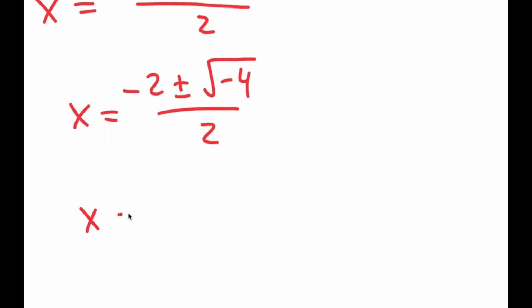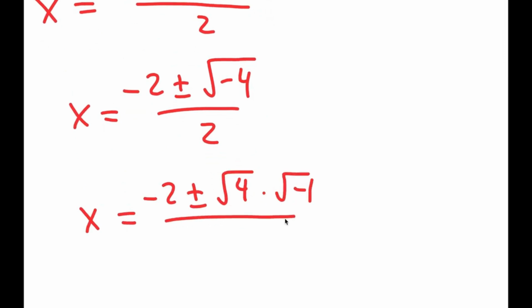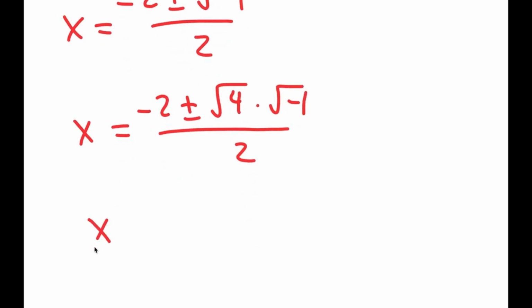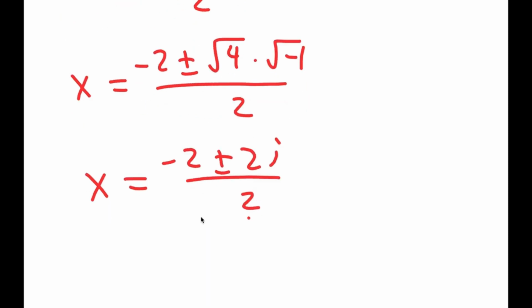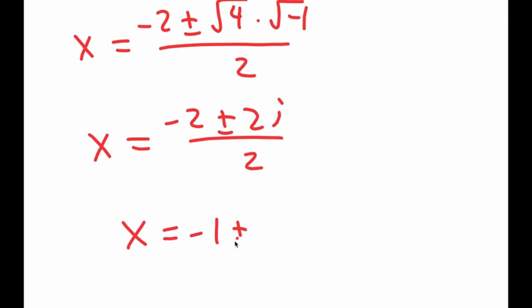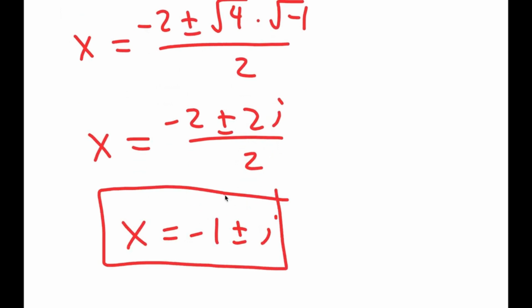And the square root of negative 4, I can rewrite as the square root of 4 times the square root of negative 1. The square root of negative 1 is i, so I get negative 2 plus or minus, well, the square root of 4 first is 2, and then 2i over 2, which is equal to negative 1 plus or minus i, after we divide both terms by 2. So these are two solutions.